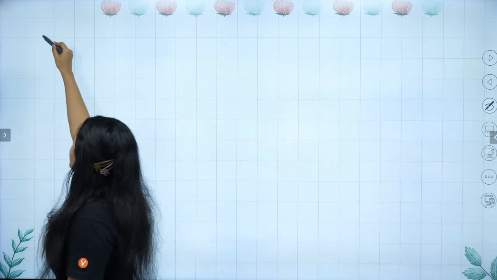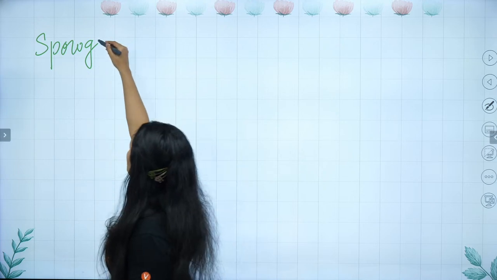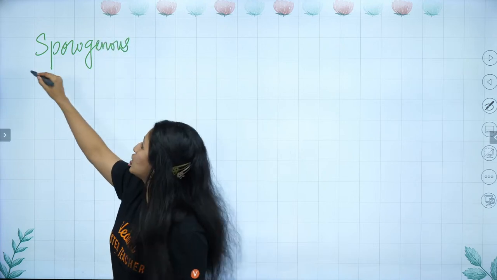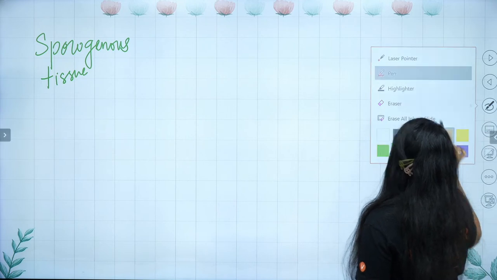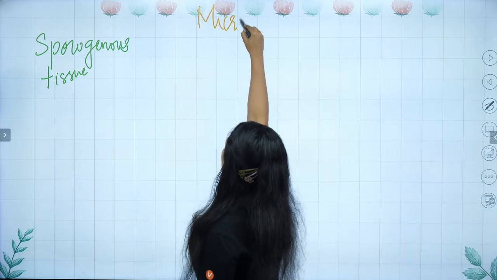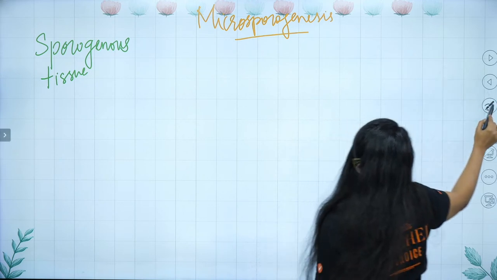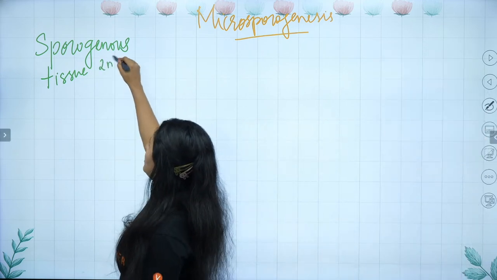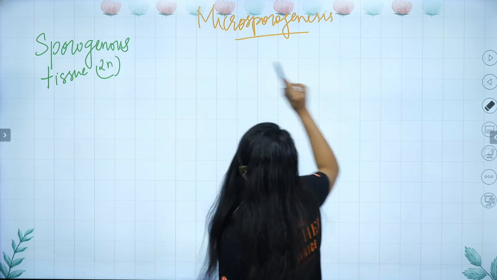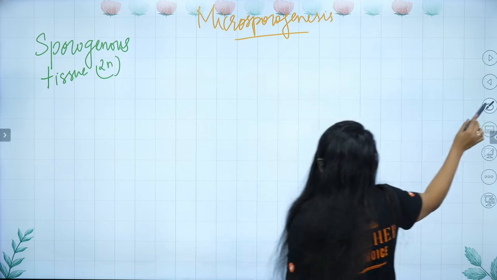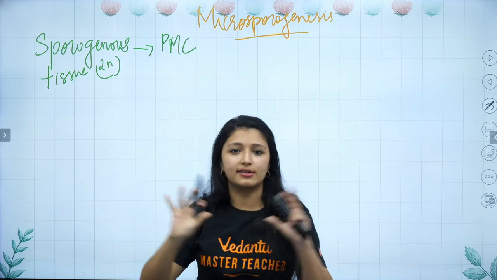Green it is. So we're going to start with sporogenous tissue. If you guys can start writing along with me, it'll be great. We're going to learn about microsporogenesis, so the heading is going to be microsporogenesis. We start with sporogenous tissue, which is diploid. It'll undergo development and form the pollen mother cell. I'm writing short form here; you guys can write the whole thing.